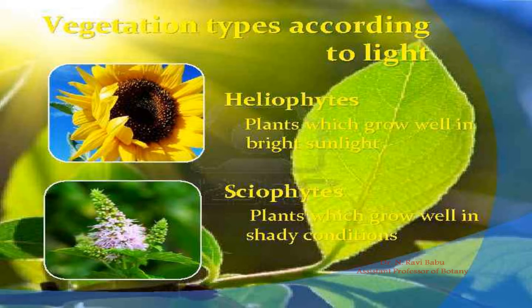And shade conditions are always invariably associated with increased atmospheric humidity as compared with the conditions of full light. Plants grown under shade show certain peculiar anatomical features which distinguish them from plants grown in full light.